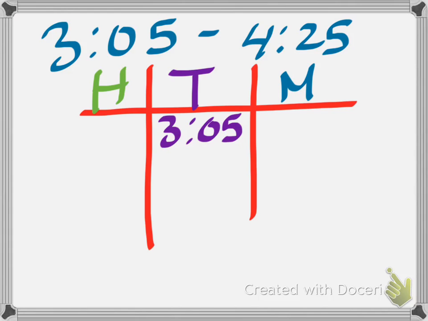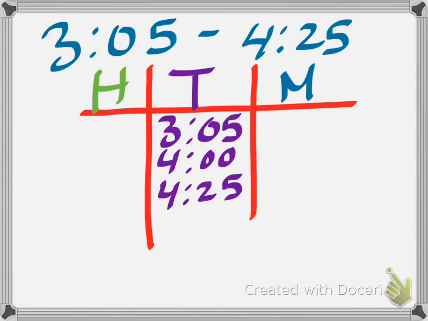Now we go to the next hour. We're not going an hour from 3:05 because that would give us 4:05. We're actually going to the next hour, which is 4 o'clock. Then we look at what comes next. Well, we can't go to 5 o'clock because that's too late. So we're going to put our ending time, which is actually 4:25.